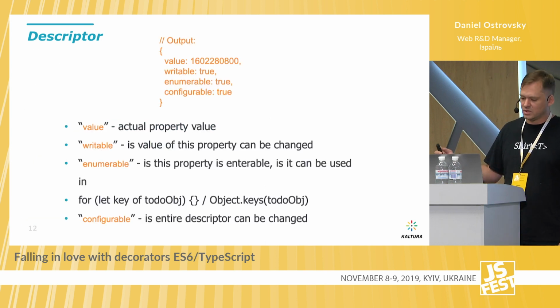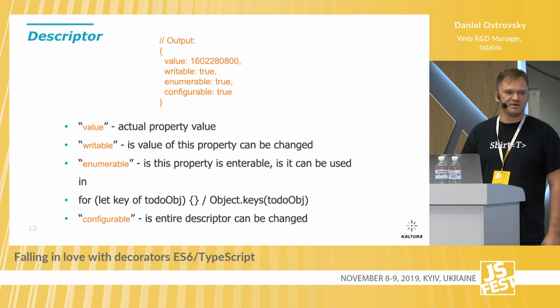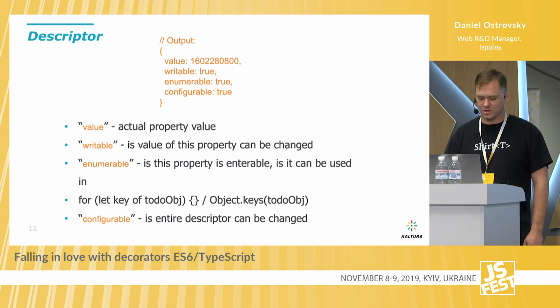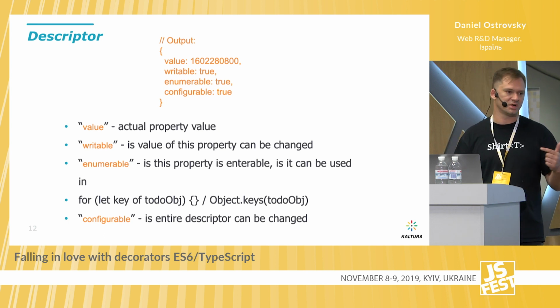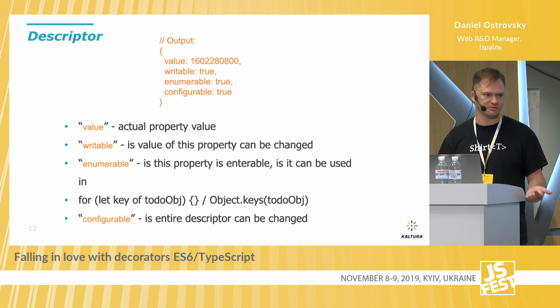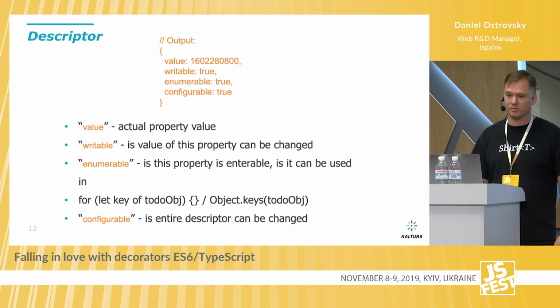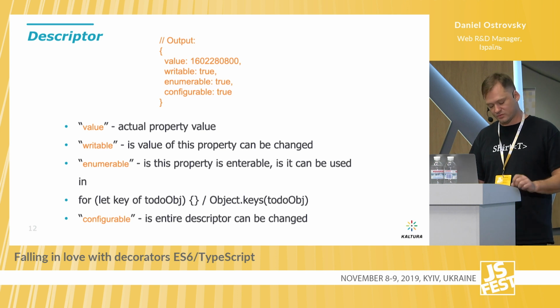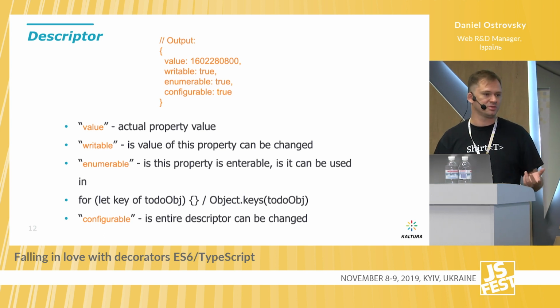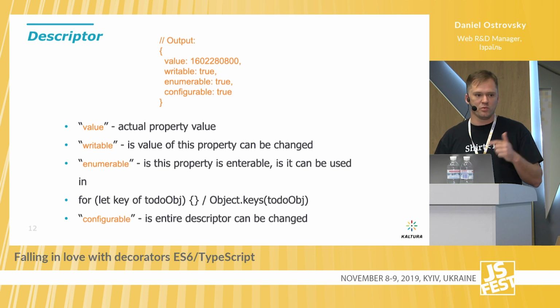Let's look closer. Value is the actual property value. In our case, it's a long number. Writable represents whether we can change this value or not. If I set writable to false, I won't be able to change the value in strict mode. Enumerable means whether this property is iterable. Running Object.keys over the object, we won't get this property in the result array. The same with the for-of loop over the object, it will just skip this property.